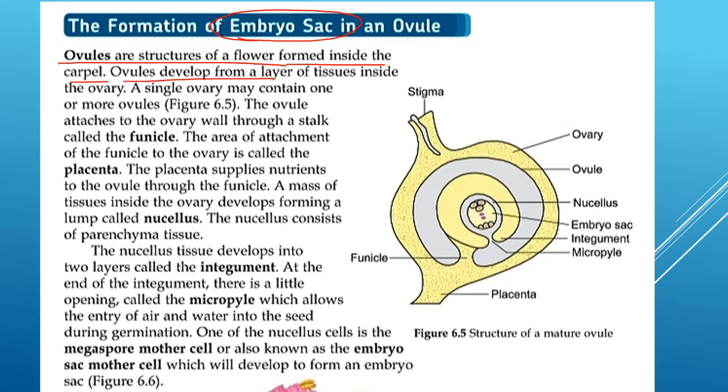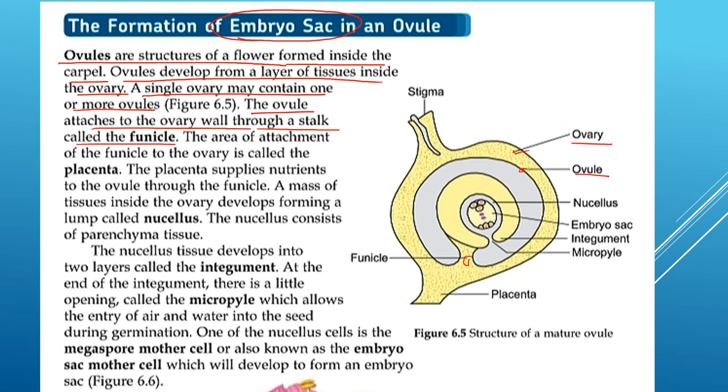Ovules develop from a layer of tissue inside the ovary. So this is ovule. This is ovary. Ovule is inside the ovary. A single ovary may contain one or more ovules. The ovule attached to the ovary wall through a stalk called funicle. Okay, so dia ovule itu attach kepada ovary melalui funicle di sini.